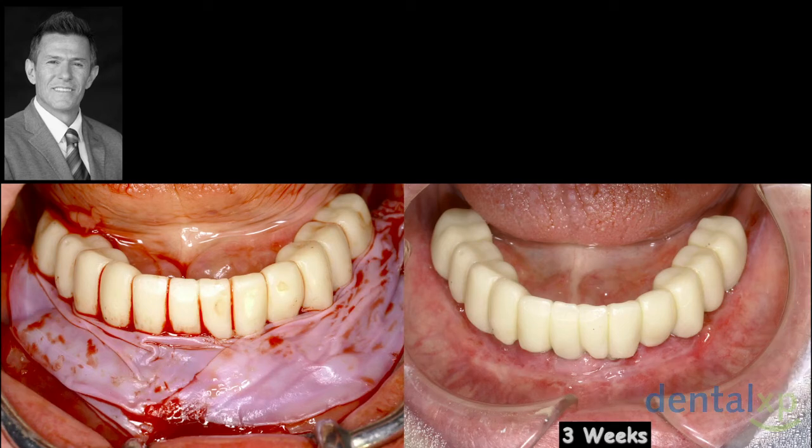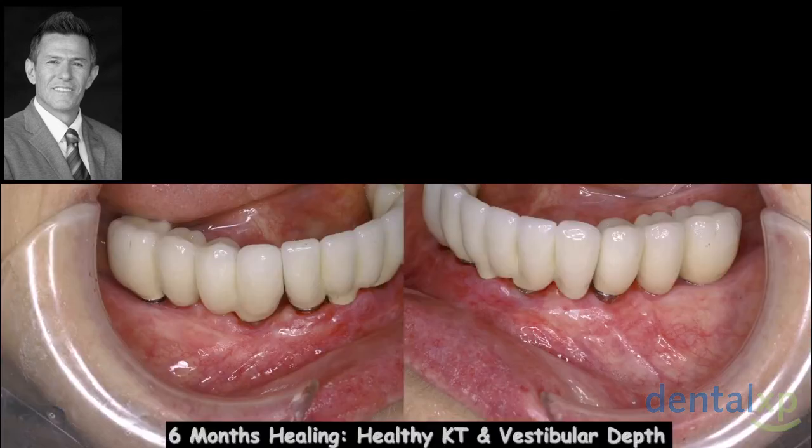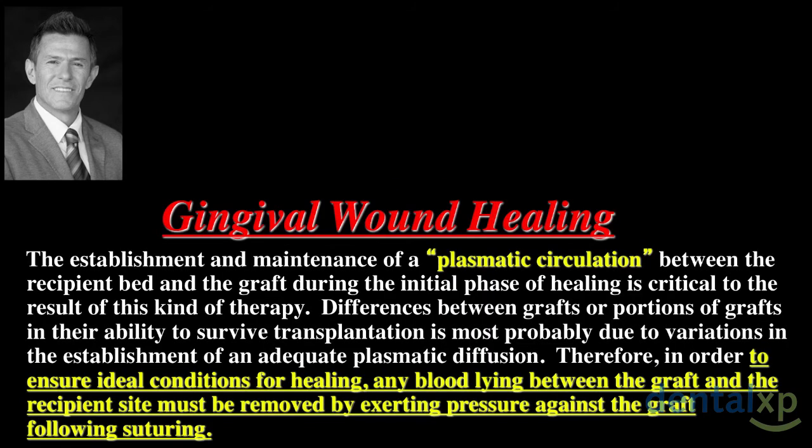Now you can take a look at this. This is only 3 weeks later, and this is at 6 months. Look at the vestibular depth that was attained, the restoration in place, and being able to be maintained with this type of tissue design. So here's a medically compromised patient where harvesting large zones of free gingival tissue may have complicated wound healing, may have been a risk for hemostasis and maintenance, and we were able to do it without.